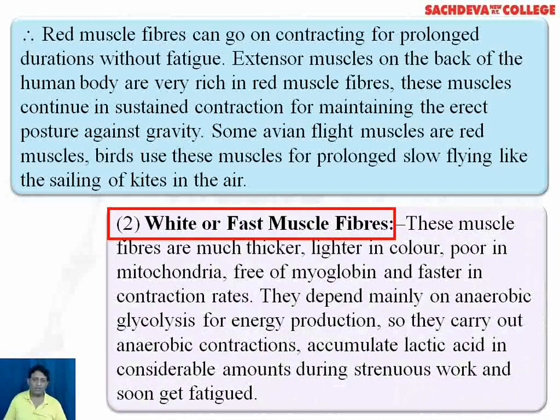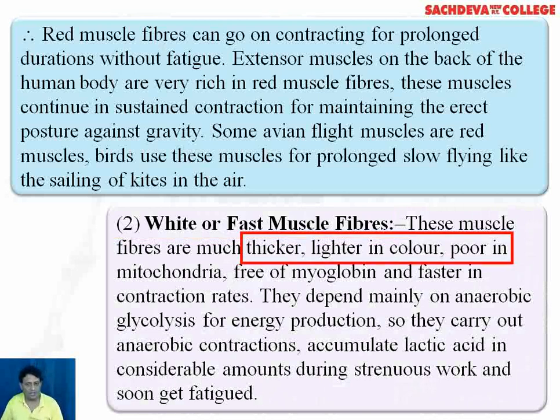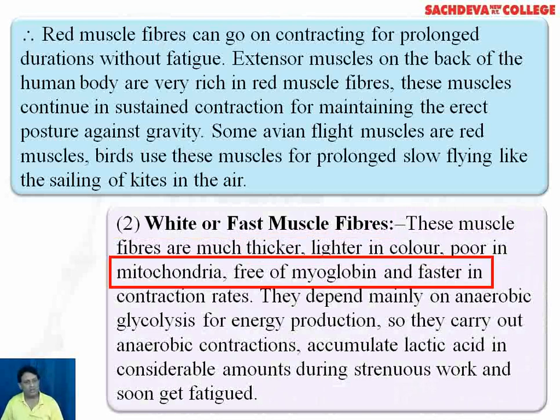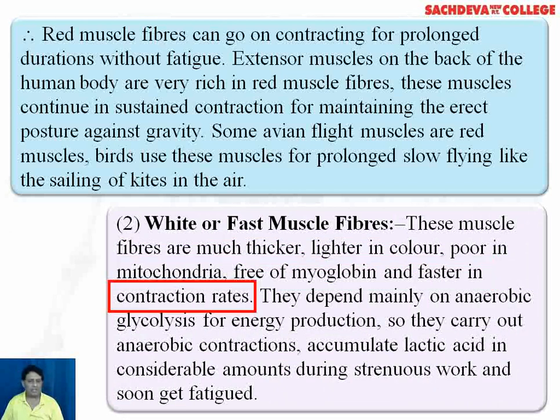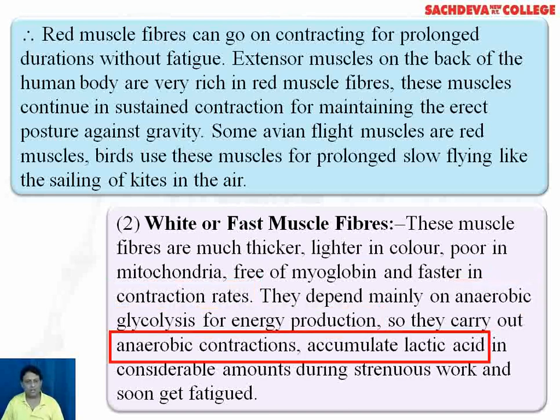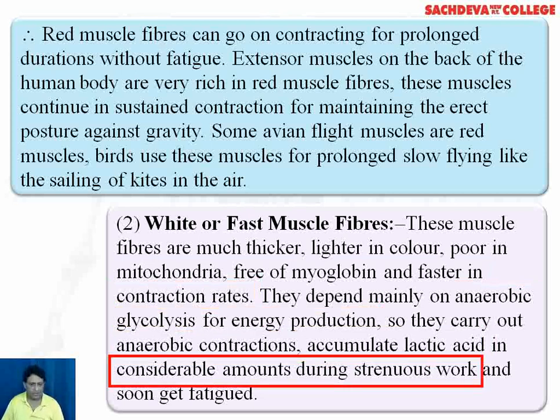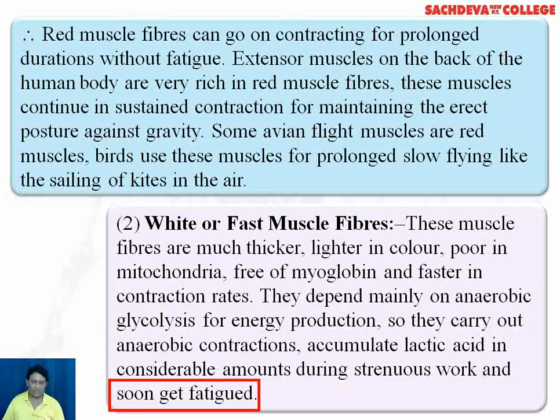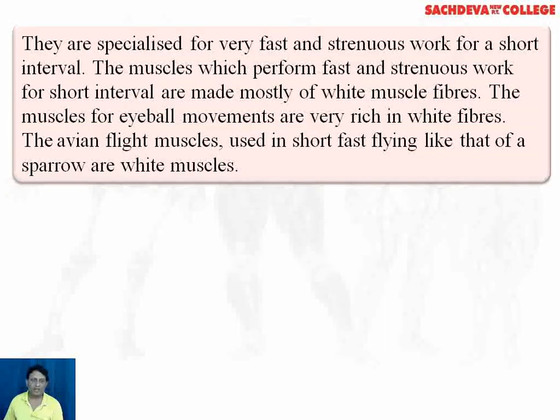Coming to the white or the fast muscle fibers. These muscle fibers are thick, light in color, poor in mitochondria, free of myoglobin, and faster in contraction rates. They depend mainly on anaerobic glycolysis for energy production, so they carry out anaerobic contraction, accumulate lactic acid in considerable amount during strenuous work and soon get fatigued. They are specialized for very fast and strenuous work for a short interval.